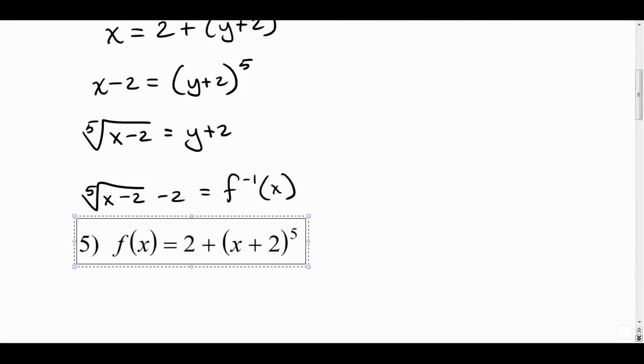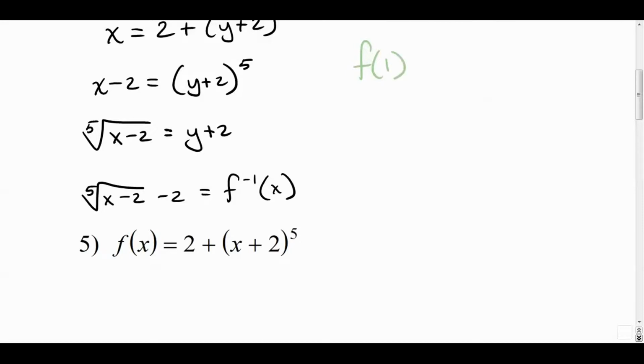So I'm going to bring this thing down here. And there are 2 options. The first option is to plug in a number. So let's plug in, I don't know, f of 1. Let's keep it simple. We plug in 1 for x into our original function.